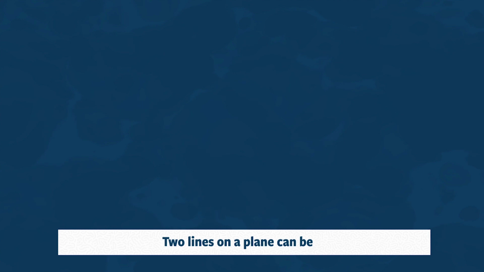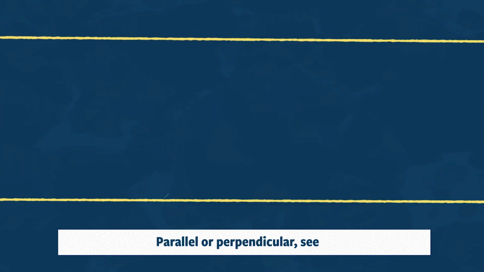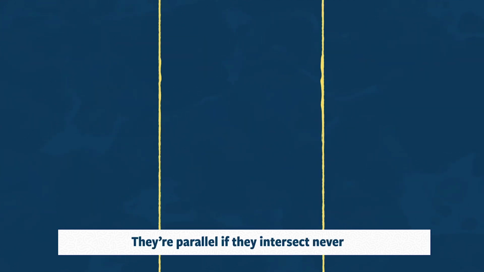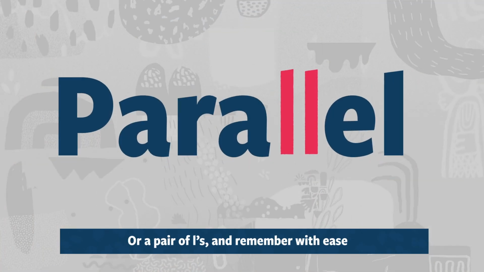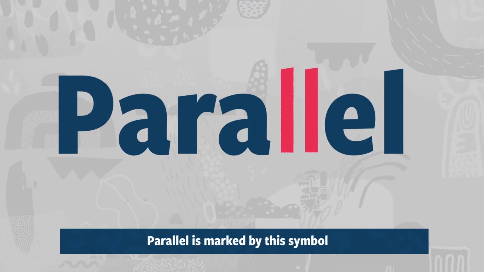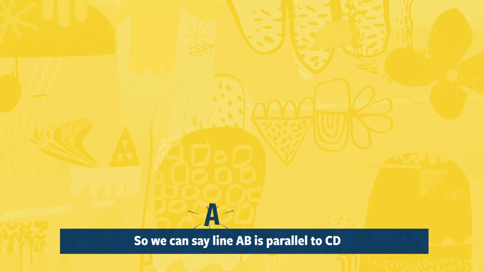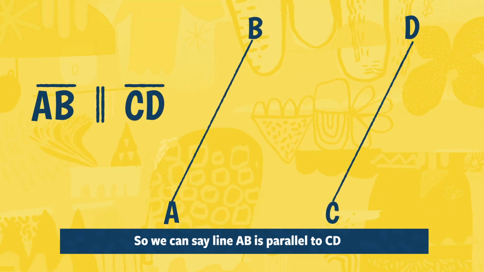Two lines on the plane can be parallel or perpendicular. See? The parallel, if they intersect, never, and stay the same distance apart forever. Think of train tracks or piano keys, or parallels, and remember with ease. Parallel is marked by the symbol, so we could say line AB is parallel to CD.